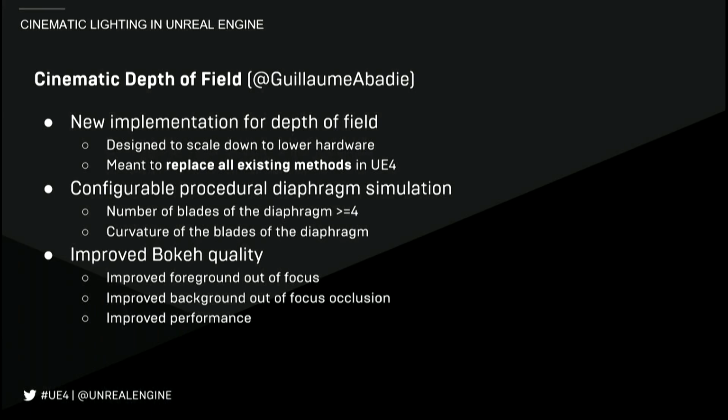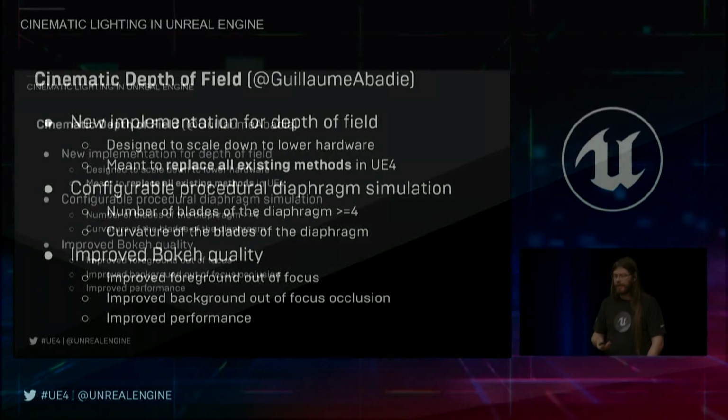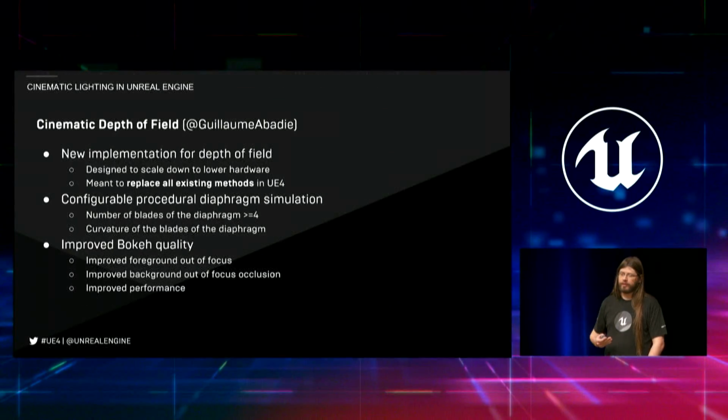So it's a configurable procedural diaphragm simulation of the camera, so you can change the number of blades, the curvature of the blades, and we also have vastly improved bokeh quality and much improved transitions between foreground, background, into the focus areas. It's also much, much faster than our existing techniques.